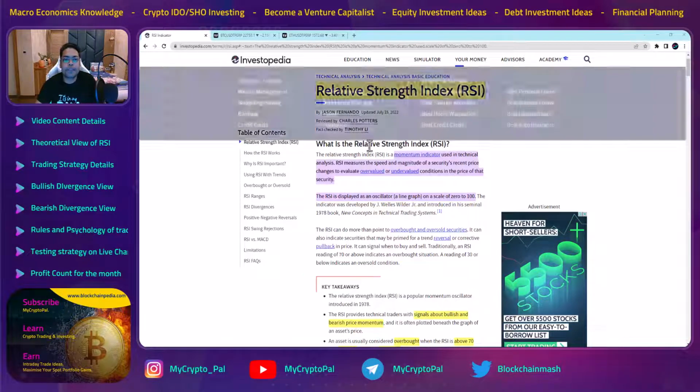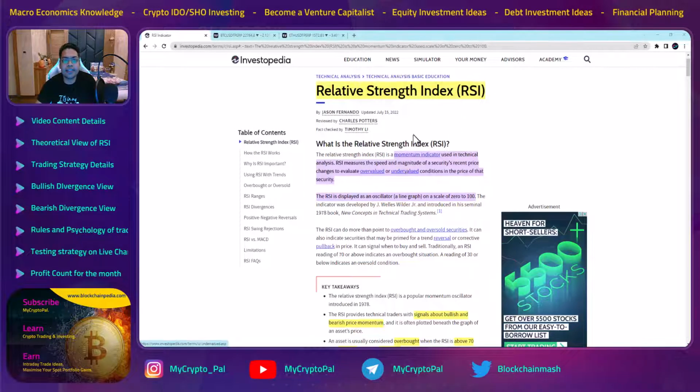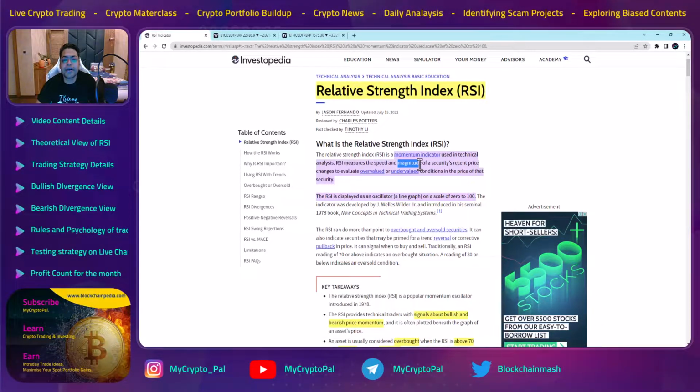Relative strength index is the full form of RSI. Basically it is a momentum indicator. That is all you need to understand, that it shows you the momentum of the market. It measures the speed and the magnitude of price action change. These are the two things, the speed and the magnitude. That means how fast traders are buying an asset when it's coming down, and how fast traders are selling the asset when it's going up. That is all you need to understand.